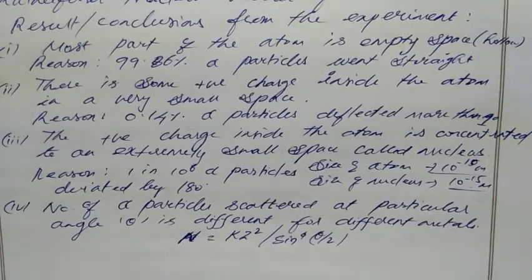Number of particles scattered at particular angle theta is different for different metals. Because we know number of particles scattered is directly proportional to Z. Z means atomic number. So different metals have different atomic number, correct? If the atomic number of a particular atom is more, then more alpha particles are scattered. If atomic number is less, then only less alpha particles are scattered.